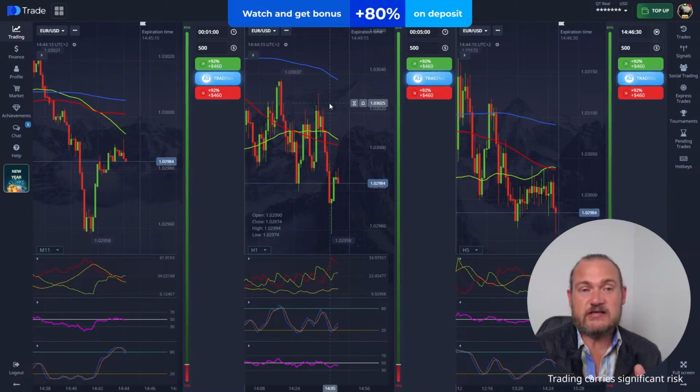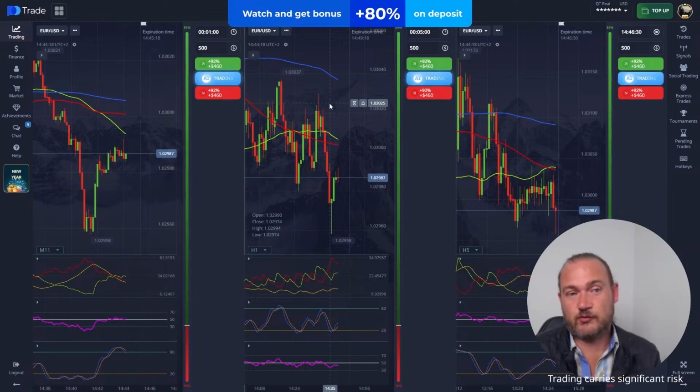Well, we did get a trade entry using multiple time frames and how we can correlate them to each other.